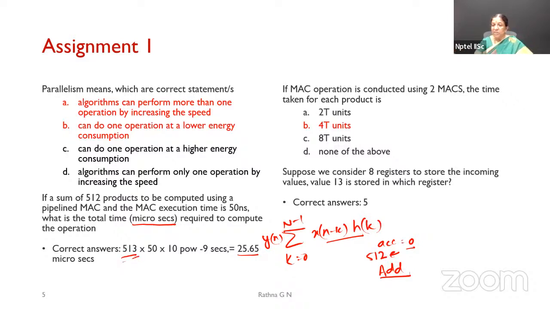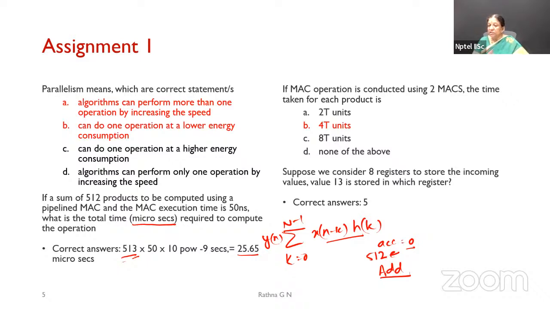equivalent to 25.65 microseconds. So we said if the MAC operation is conducted using 2 MACs, the time taken for each product is, in this case, 40 units. We have ignored all the other computations. So we require 40 units. If you go back to the notes, you will see that 2 MACs need 40 units.